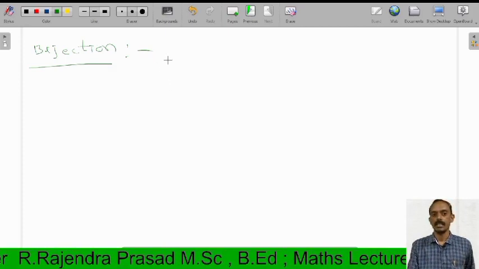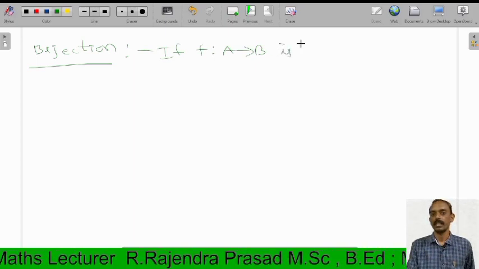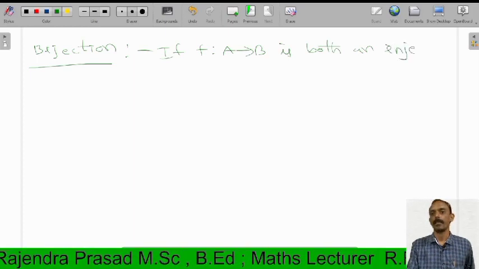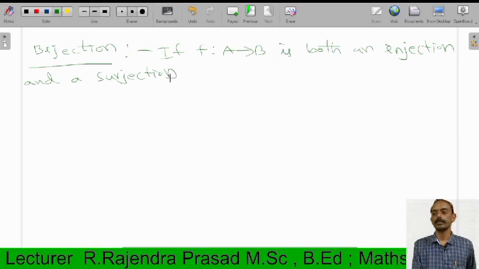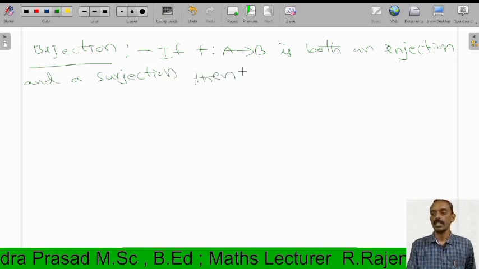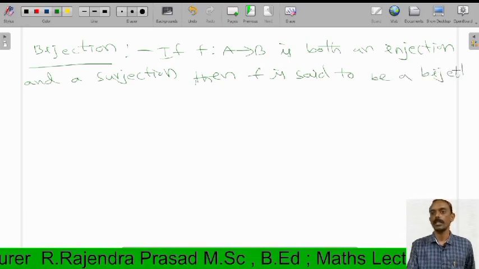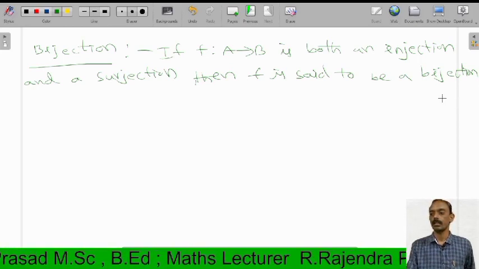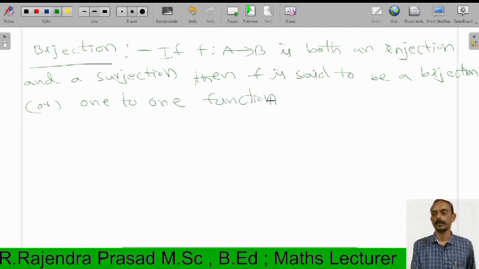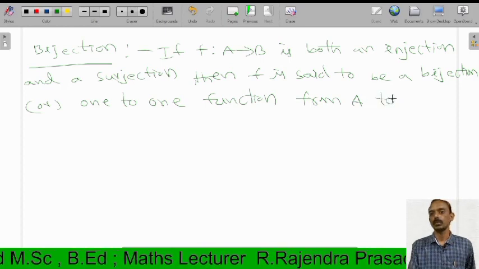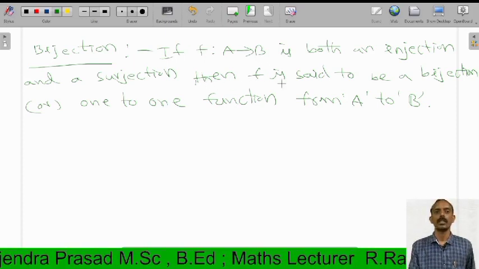If f from A to B is both an injection and a surjection, then f is said to be a bijection or one-to-one function from A to B. If f from A to B is both an injection and surjection, f is said to be a bijection or one-to-one function.